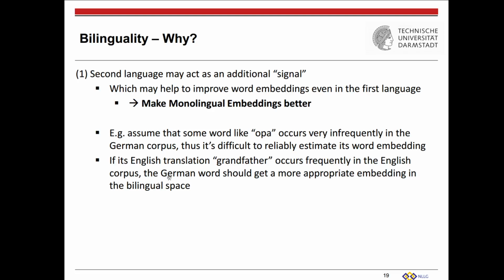Then we can get a good estimate of grandfather, and if the mapping is good, so if OPA can indeed be mapped to grandfather in the bilingual space, then we would hope that all of a sudden OPA gets a good representation, in the sense that the nearest neighbors of OPA are close to what they should be, or at least much closer to what they should be than they were when you only had the small German corpus. So this is one motivation, how you can motivate them.